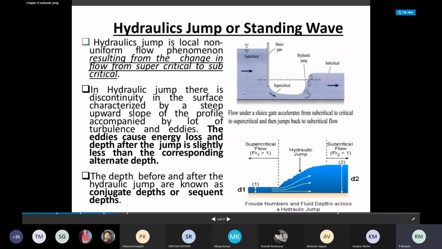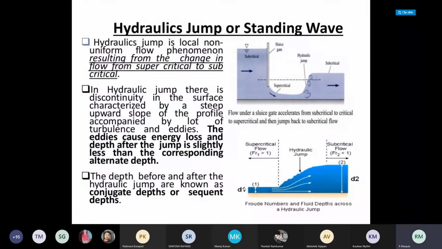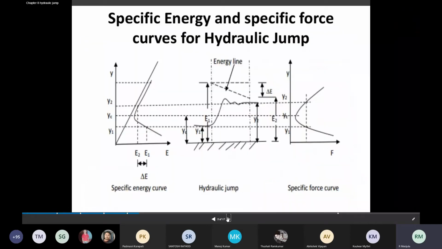Okay, so the depths before and after the hydraulic jump, let us take this is D1, this is D2. Both the depths are called conjugate depths or sequent depths. Conjugate depths or sequent depths. Okay, and otherwise called alternate depths. Both are the same: alternate depths, conjugate depths or sequent depths.